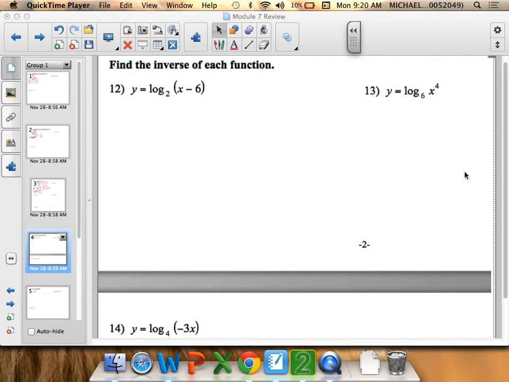Alright, in order to find the inverse of each function, you're going to use that skill that we just practiced of rewriting log into exponential form, so be considerate of that. I'll do 12, you do 13 and 14. It's just like what we did in Module 6 as well.